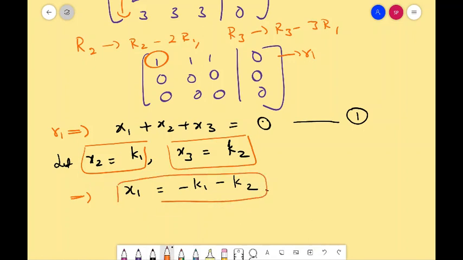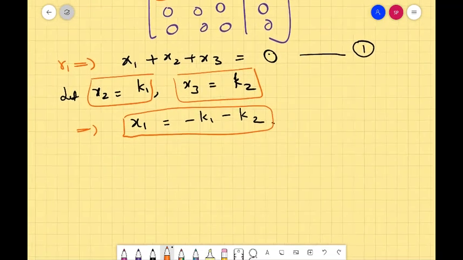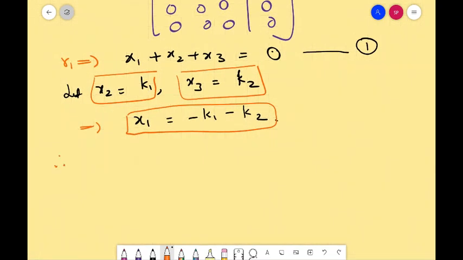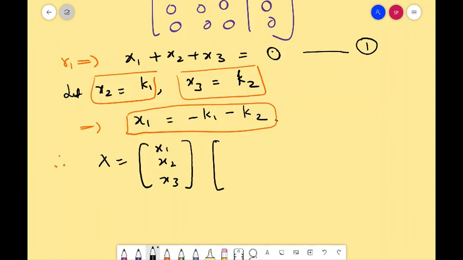x1 is minus k1 minus k2, x2 is k1, and x3 is k2. Therefore, the eigenvector x is equal to (x1, x2, x3), where x1 is minus k1 minus k2, x2 is k1, and x3 is k2. So this will be equal to this.